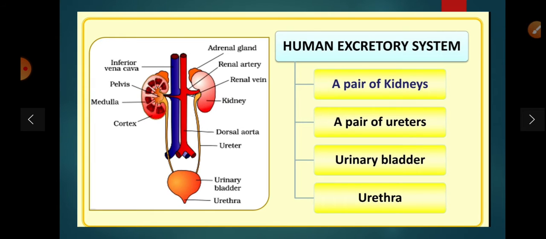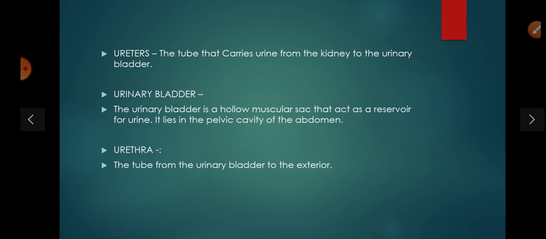from the body. The human excretory system consists of a pair of kidneys, which we studied in the last class, a pair of ureters, the urinary bladder and the urethra. The ureter is the tube that carries urine from the kidney to the urinary bladder. The urinary bladder is a hollow muscular sac that acts as a reservoir for urine. It lies in the pelvic cavity of the abdomen. The urethra is the tube from the urinary bladder to the exterior.